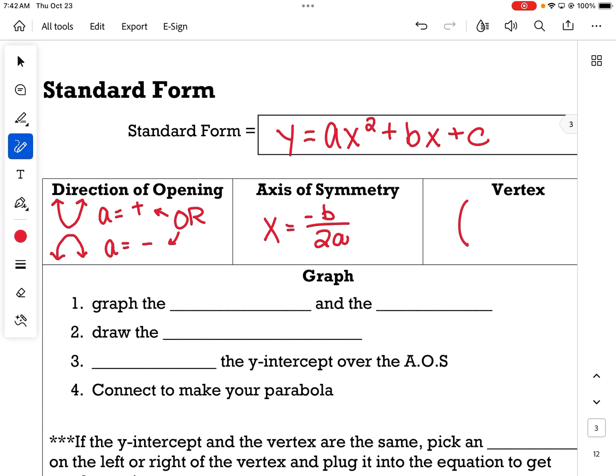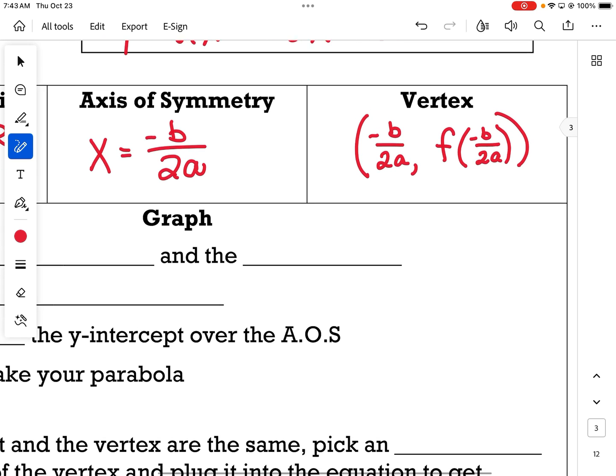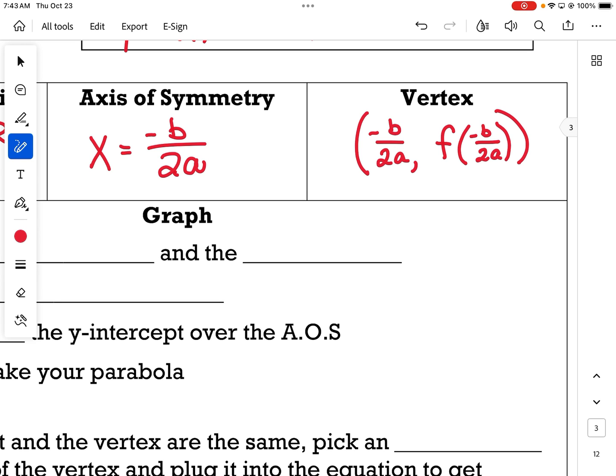And then our vertex is found by our x is the negative b over 2a. That's our x value of our vertex. The y value is found by plugging in the x value into the equation. So using function notation, I'm going to write it like this: f of negative b over 2a. That means I'm going to plug in whatever I get for that negative b over 2a and find out what comes out. It's kind of like f of x. The x is the negative b over 2a.